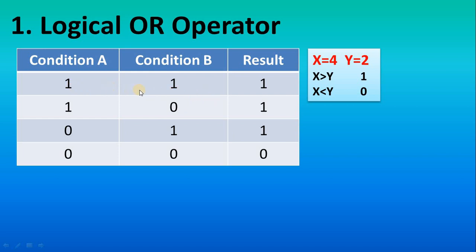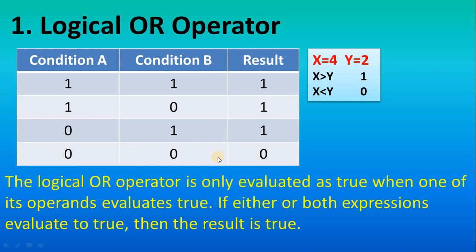So the important thing is, when both conditions are true or any one is true, the final result is true. When both are false, the final result is false. So keep this point in mind: the logical OR operator evaluates true when one of its operands evaluates true. If either or both expressions evaluate true, then the result is true. Both are true, the result is true, meaning 1.